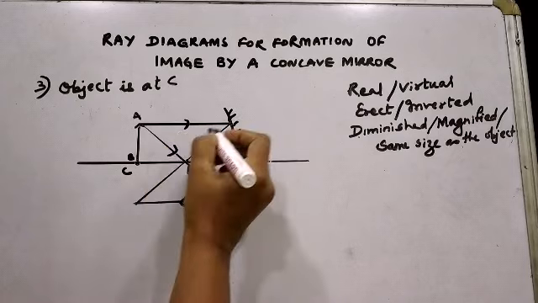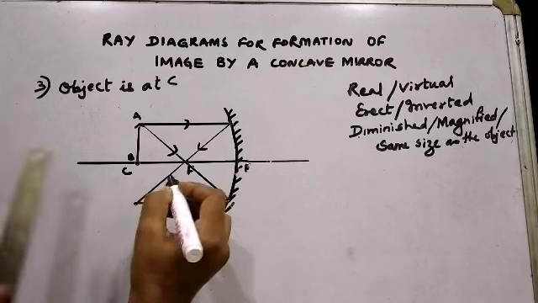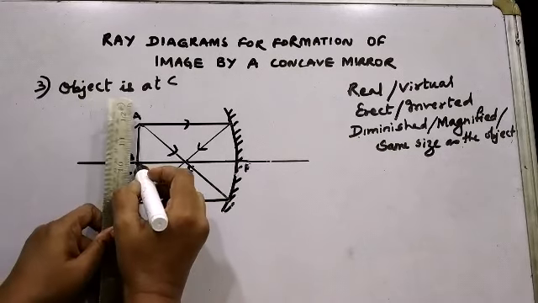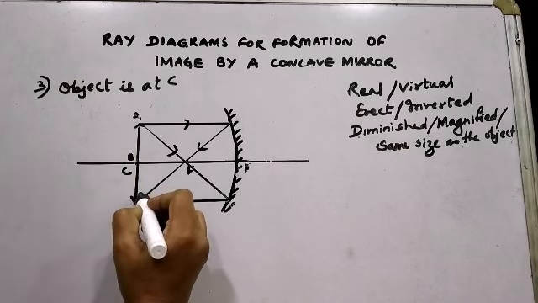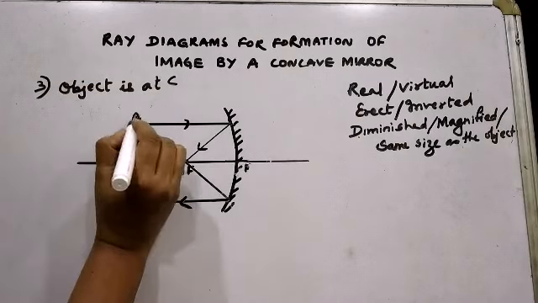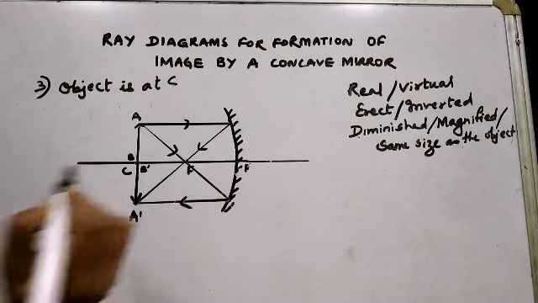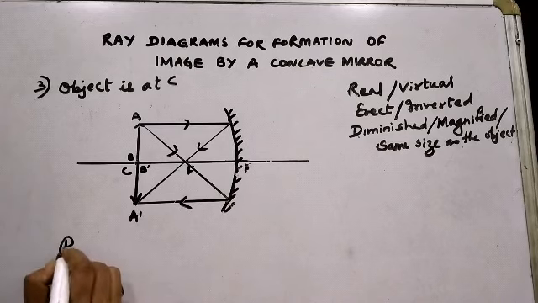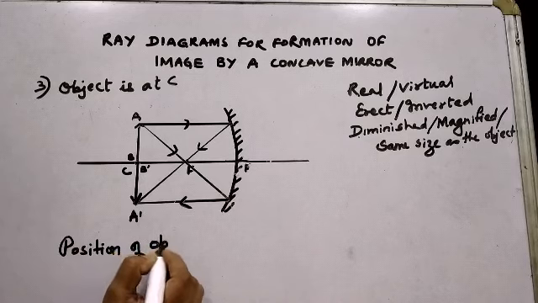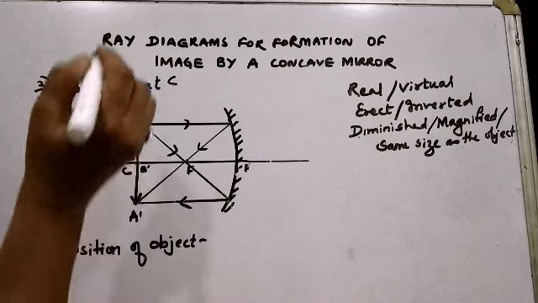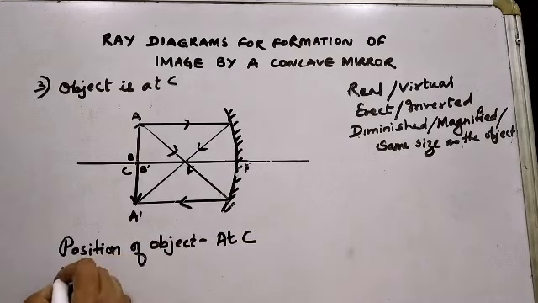Now the reflected ray and this reflected ray are meeting at this point. It means this is the point where the image is formed. An inverted image is formed at this point. Reflection of A is A dash and reflection of B will be B dash. So we describe the image. For that, first we write position of object. The object is kept exactly at center of curvature. So position of object is at C.